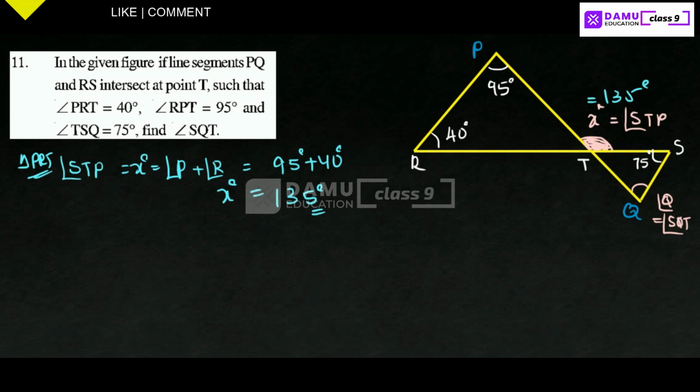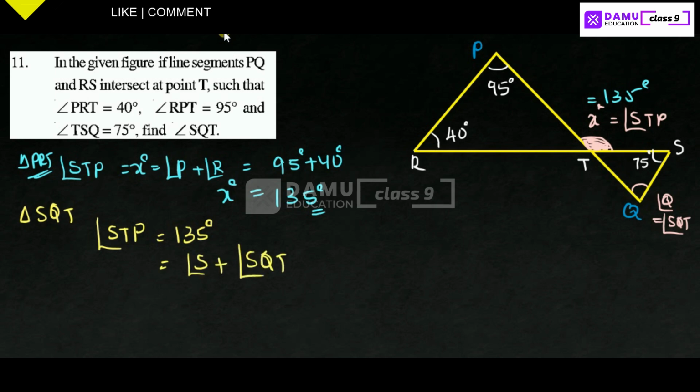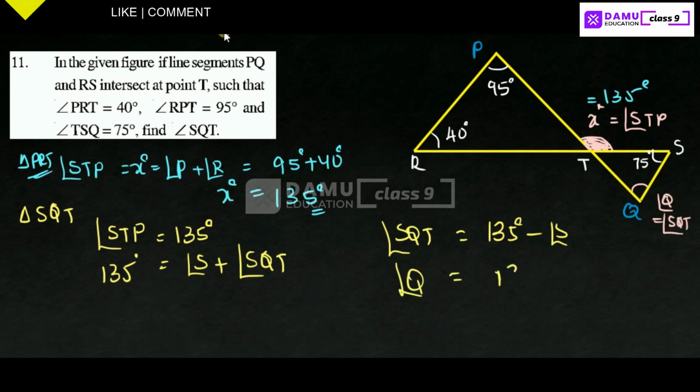Next, let's take triangle SQT. Angle STP will be equal to 135 degrees, which will be equal to angle S plus angle SQT. We have to find SQT. So angle SQT will be equal to 135 degrees minus angle S, which is 75. So 135 degrees minus 75 gives 60 degrees. So that is the angle Q. Like this also we can find.